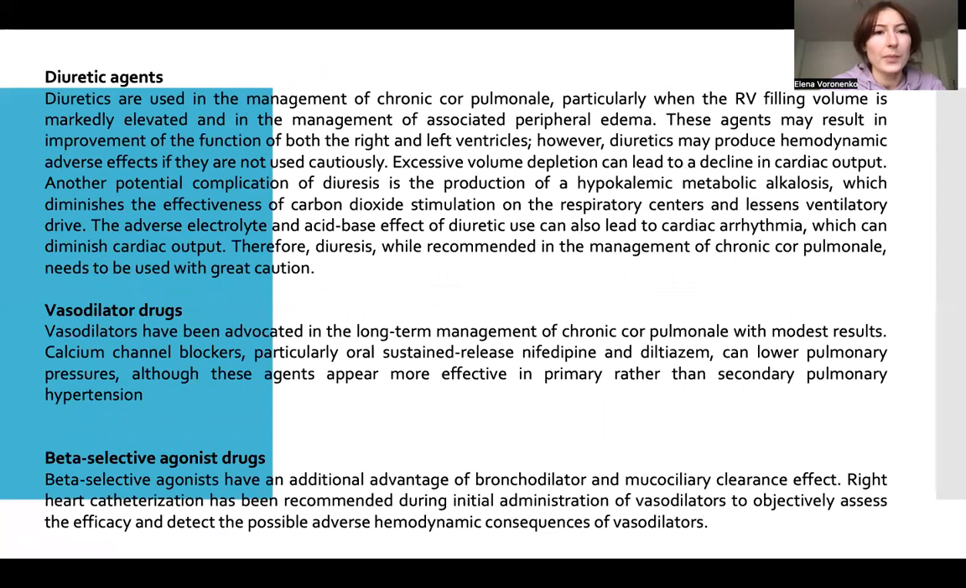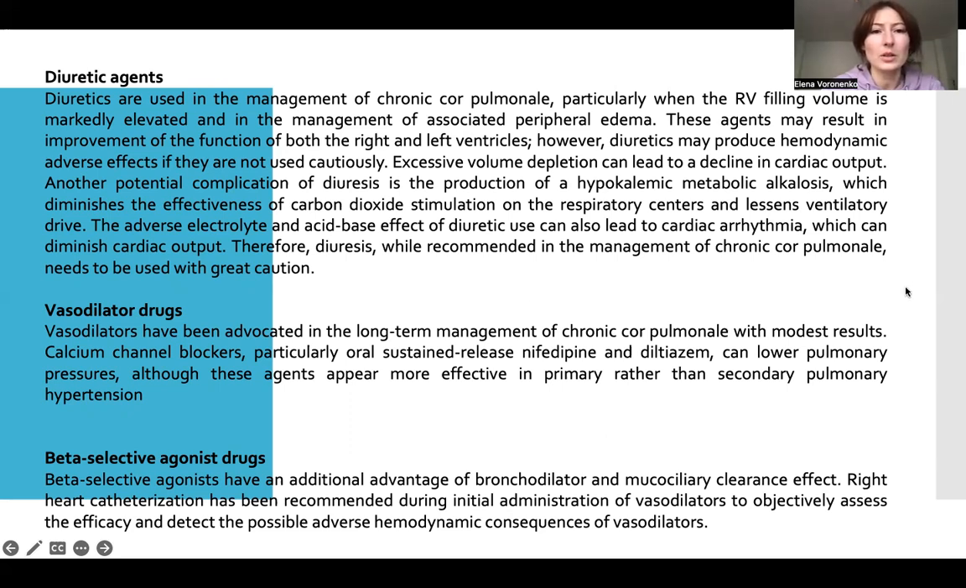Diuretic agents. Diuretics are used in the management of chronic cor pulmonale, particularly when the right ventricle filling volume is markedly elevated and in the management of associated peripheral edema. These agents may result in improvement of the function of both right and left ventricles. However, diuretics may produce hemodynamic adverse effects if they are not used cautiously. Excessive volume depletion can lead to a decline in cardiac output.